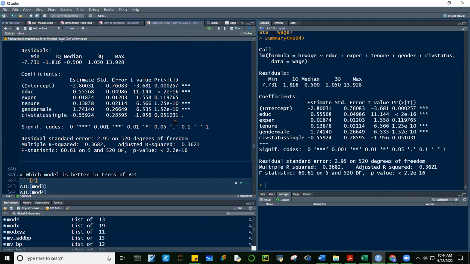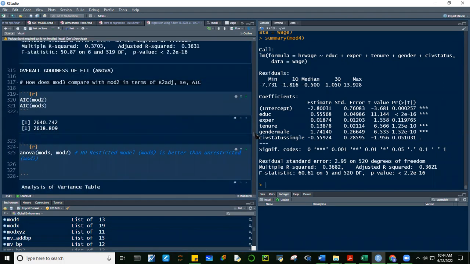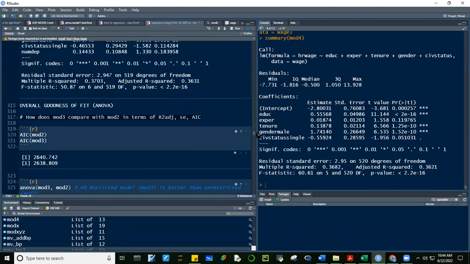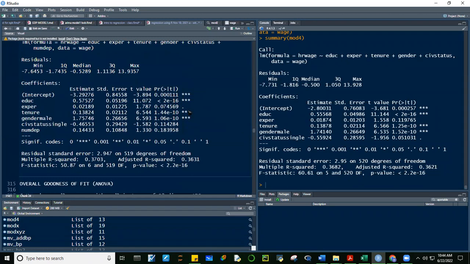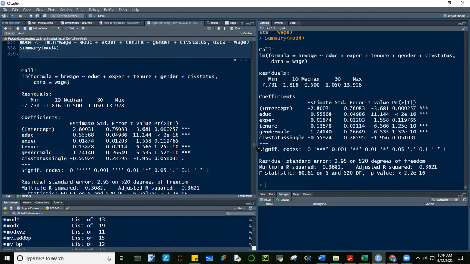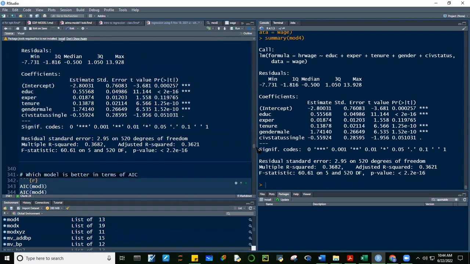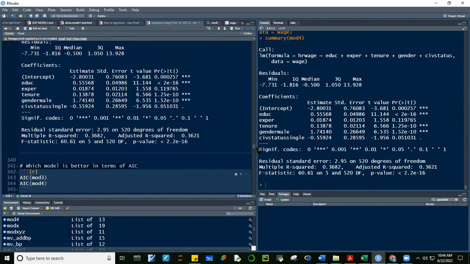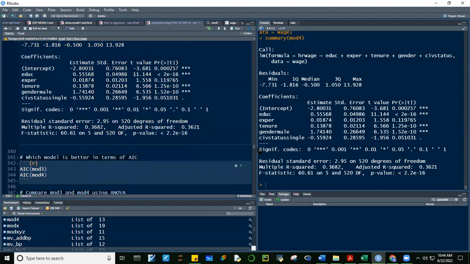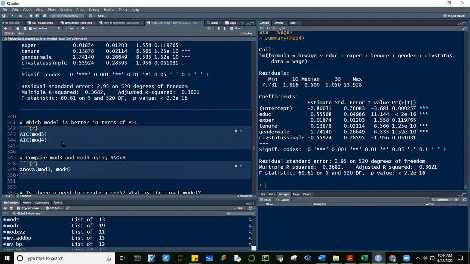Kanina si civil status, hindi naman to significant eh. But ito, halos significant na rin. 0.05 na. Significant at 10% siya. Si experience, hindi pa rin significant, just like yung kanina. Kanina significant siya at 10%, pero ngayon hindi na. That's why, guys, it's important to do stepwise regression, kasi minsan nagbabago kung isa-isa natin tanggalin. Okay, AIC, model 3, model 4.